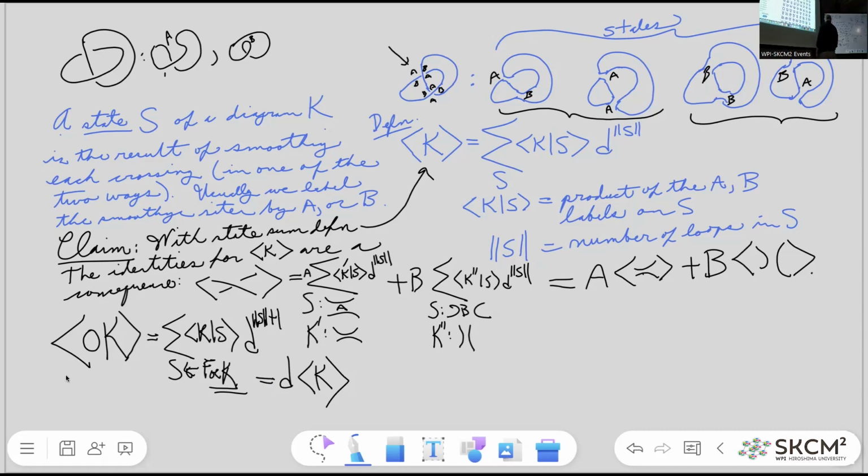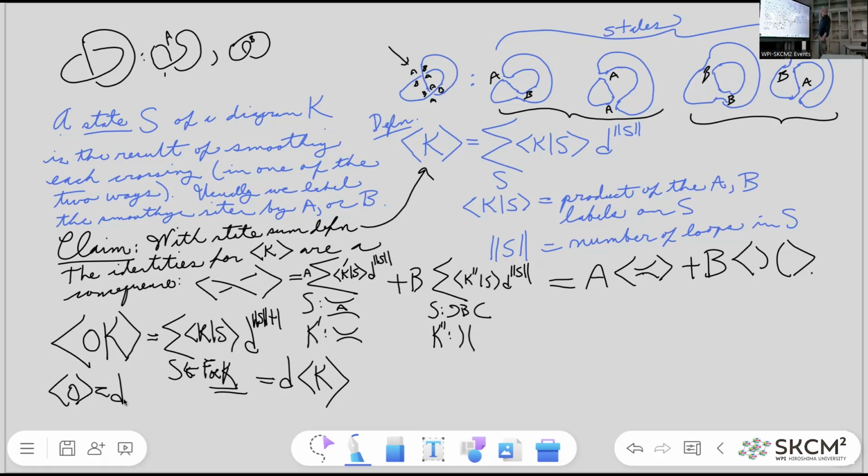And for a single loop, this is equal to D because the formula says sum over Ks, there aren't any, and that means just one. And D to the number of loops, there's only one loop. So you just get one state, an empty kind of state, and D to the 1. So there are our formulas all coming out of this state sum. Okay, so now we're clear that it's well-defined.